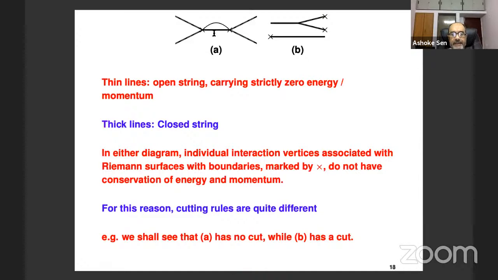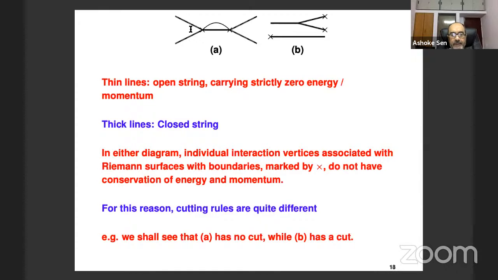So here I have given some examples of Feynman diagrams in this field theory of open and closed strings. So you have both open string propagator and closed string propagator. My convention will be that thin lines denote open strings, which carry strictly zero energy and momentum. Thick lines denote closed strings. And in either diagram, individual vertices are associated with Riemann surfaces with boundaries.